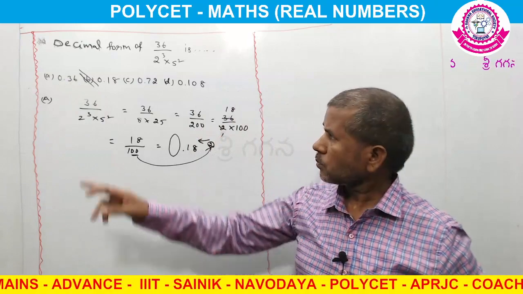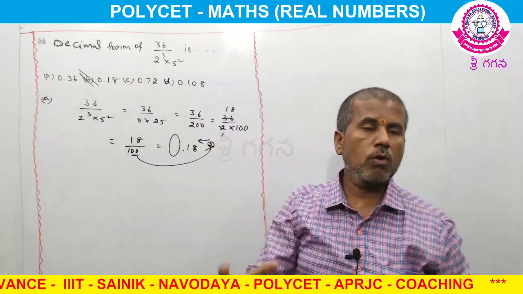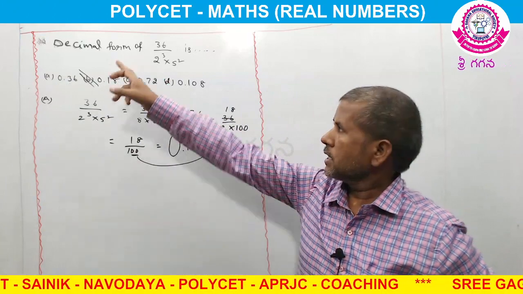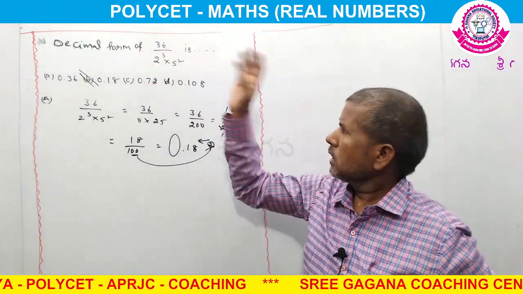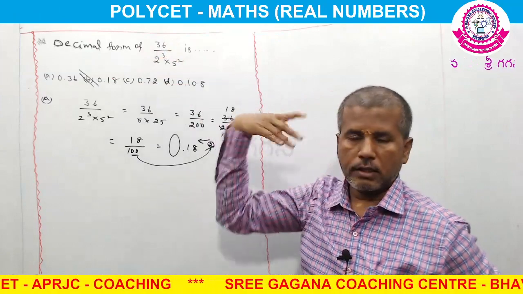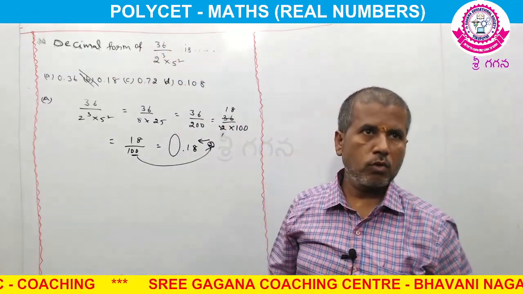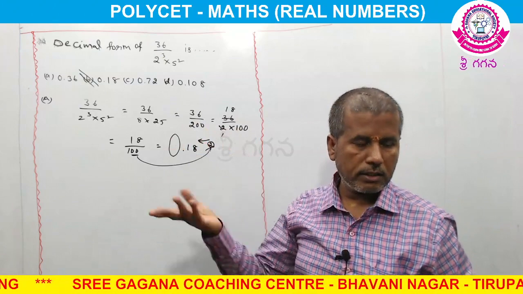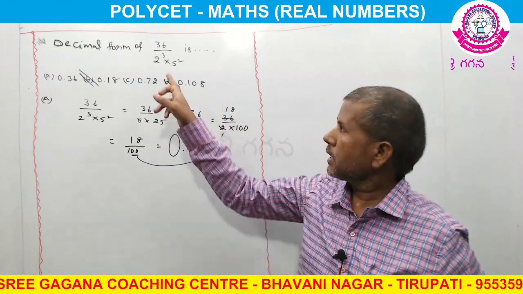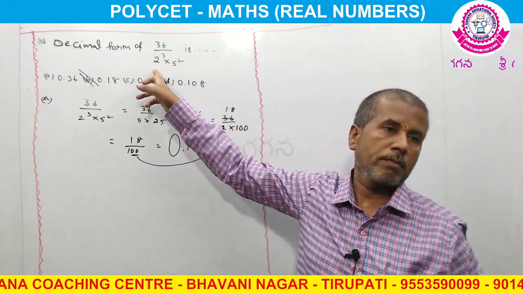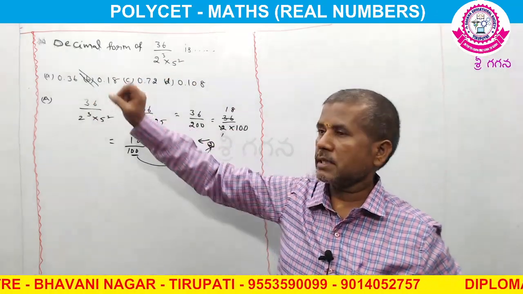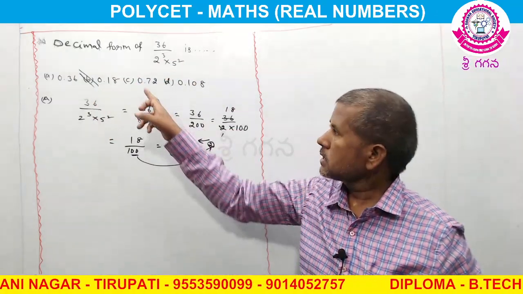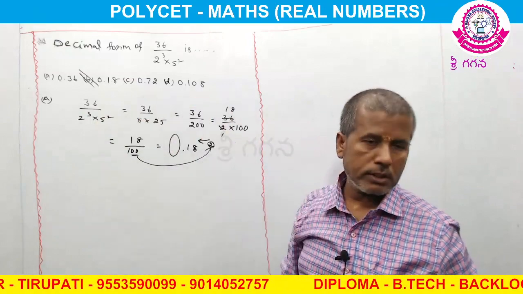Once again, the decimal form of 36 by 2 cubed into 5 square is dash. The number is given in the rational number p by q form. We solve a very easy division. But here there is a product of some numbers, so first of all simplify the numbers. The options are 0.36, 0.18, 0.72, 0.108.